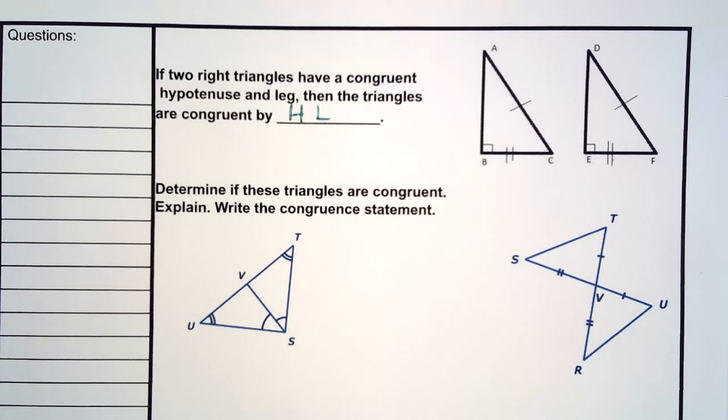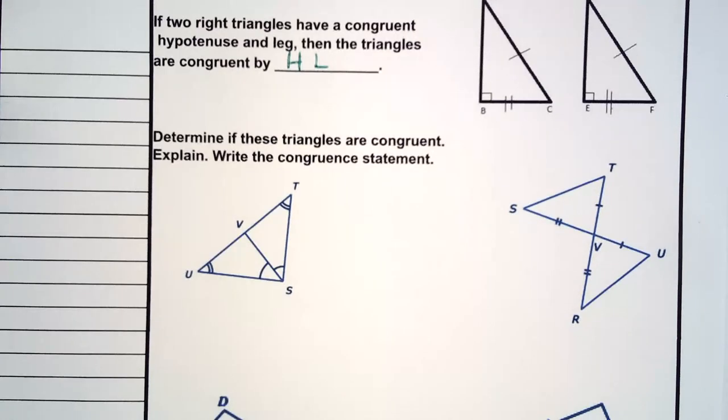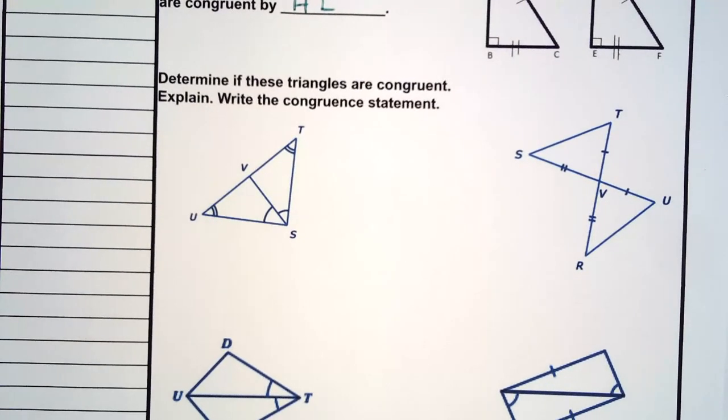Okay, we're looking at determining whether the triangles are congruent or not. How can we prove it? After we prove it, what does a statement look like? The congruent statement, which states one triangle is congruent to another. Well, let's take a minute and look at the first one.